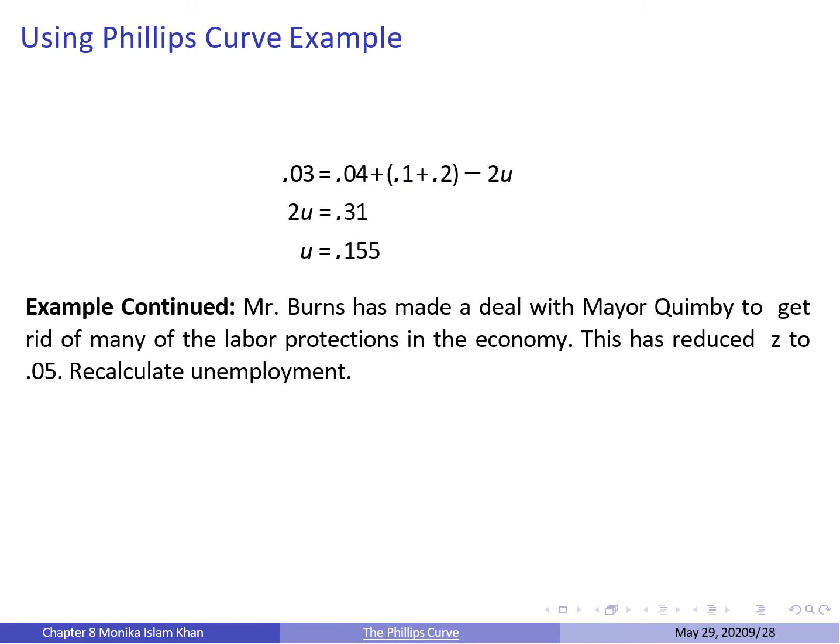Now suppose that Mr. Burns has made a deal with Mayor Quimby to get rid of many of the labor protections in the economy. This has reduced z to 0.05. Now you can use the Phillips curve equation again to recalculate the unemployment rate. Using the new information in the Phillips curve equation, we find that the unemployment rate is 8%.